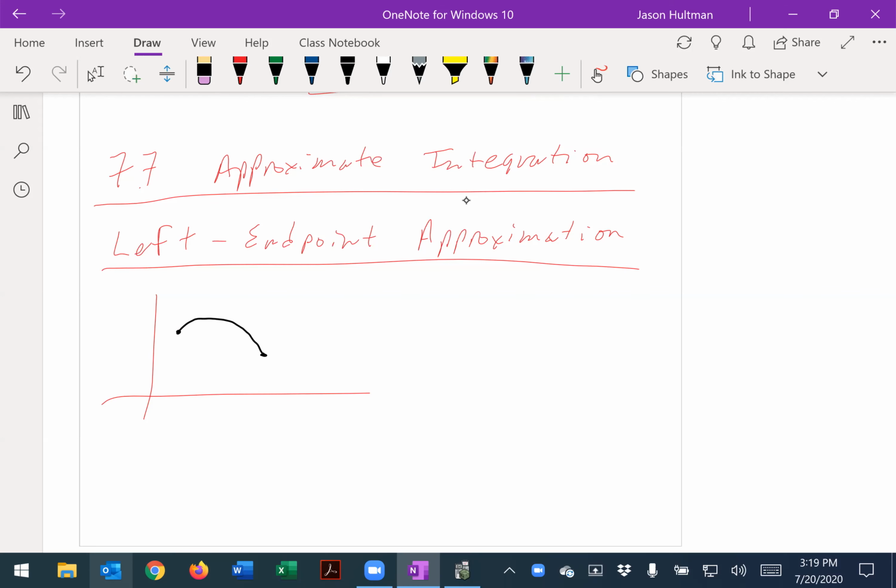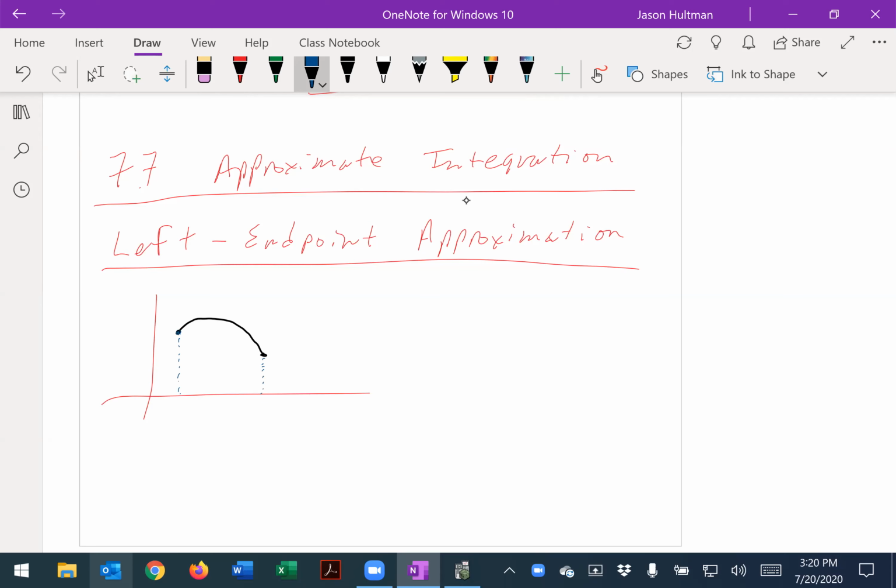Okay, so we want to do the approximate integration here. And so what we're gonna do is break this up into rectangles. Okay, we're gonna do rectangular integration. And so left endpoint approximation. I'm going to use the left endpoint as the height of my rectangles.